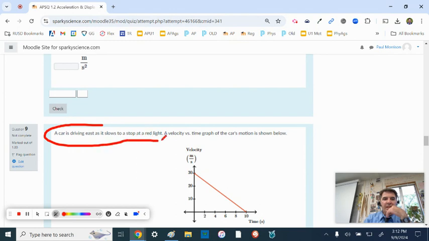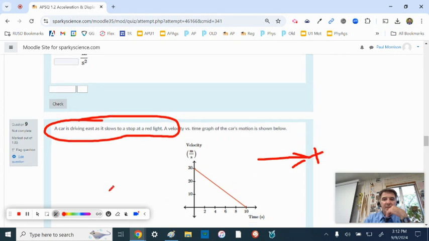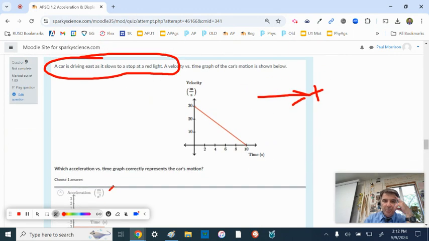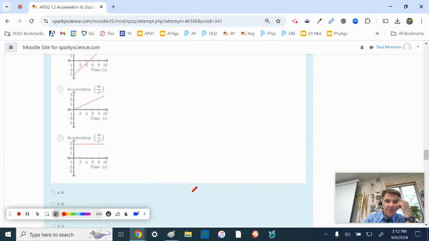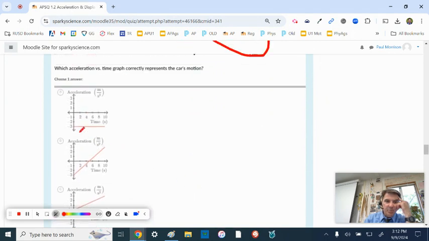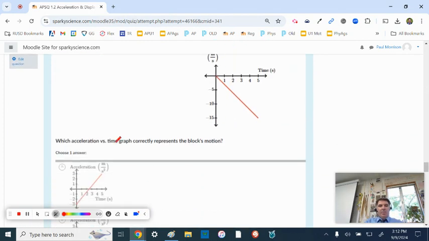A car driving east slows to a stop. Well, east is that way. That's positive. Okay. Slows to a stop. And it says which is the acceleration. So acceleration is going to be a negative 3 over 10. So that's a point. You can't really see it, but that's a 0.3 right there. And it's constant. So anyway, that's that one.